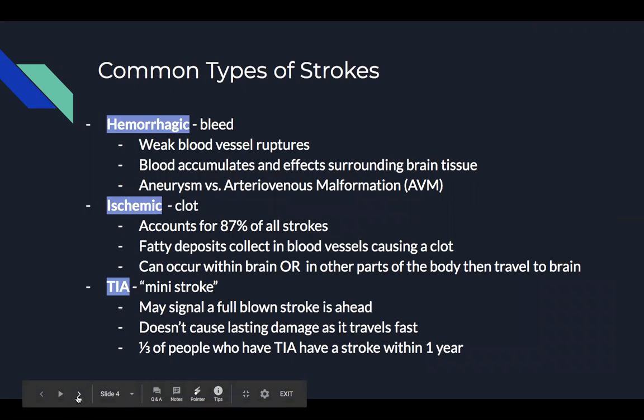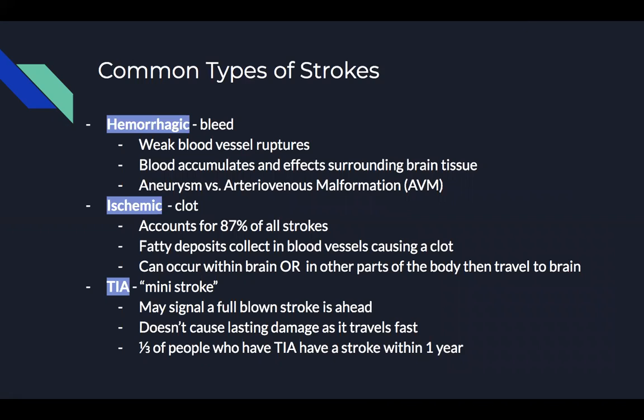So the common types of stroke, starting with hemorrhagic, that's going to be the bleed. This is when a weak blood vessel ruptures and it causes a bleed in the brain. Blood will accumulate and affect surrounding brain tissue. They can result from aneurysms or AVMs. Aneurysms are the most common. That's when there's a ballooning of a weakened region of a blood vessel. And if left untreated, the aneurysm continues to weaken until it ruptures and bleeds into the brain.